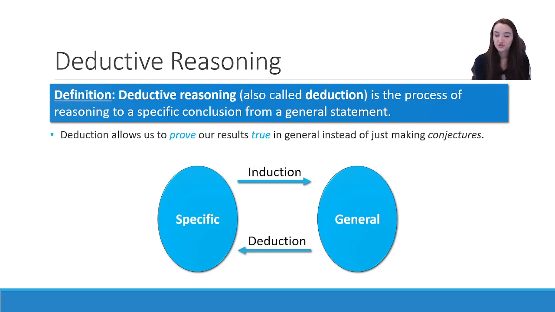So, just to compare the two, they're verbally very similar, but they basically go exact opposite to each other. Induction takes specific example cases. We've shown it to be true in these specific examples, and so we're going to make a general conclusion based on those examples that we've shown. Deduction takes a general statement, some sort of statement that generalizes about some principle or some type of thing, and then makes a specific conclusion about an example of that principle.